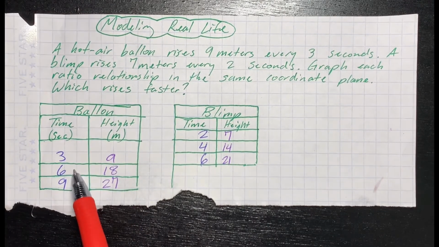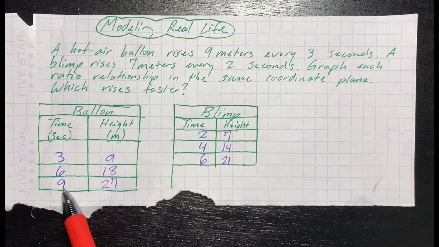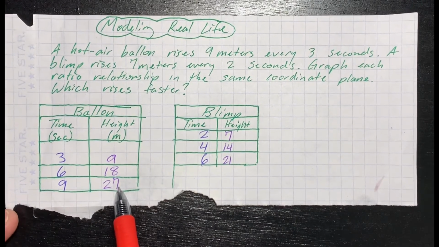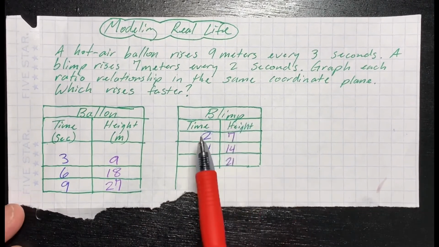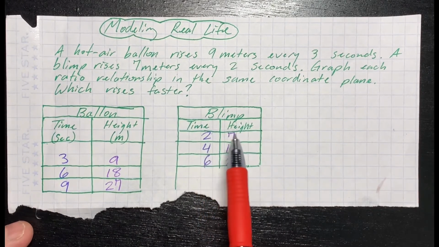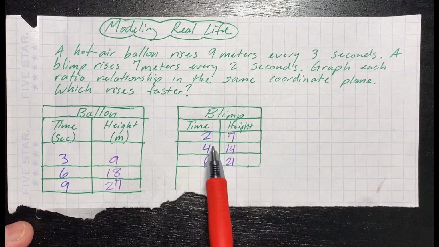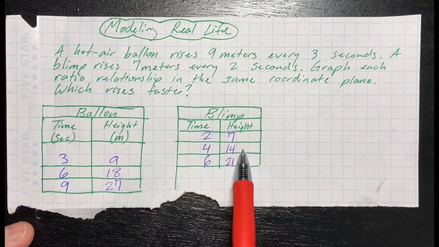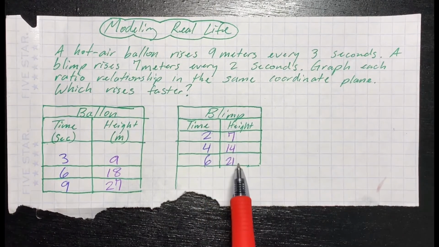In 6 seconds it rises 18 meters, and in 9 seconds it rises 27 meters. The blimp rises in 2 seconds 7 meters. In 4 seconds it rises 14 meters, and in 6 seconds it rises 21 meters.